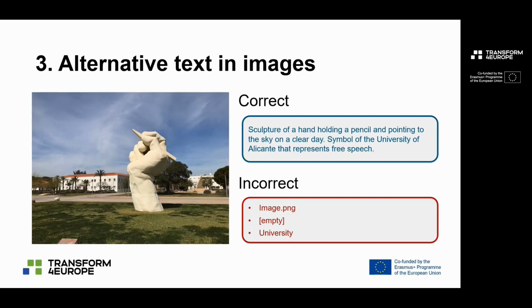As you can see, this text is describing exactly what we see in the picture, so people with vision problems can understand it. It is not correct to describe an image with its own file name, such as image.png, or leaving the alt text empty, or with a very short text that doesn't give information to the user. The description will vary depending on the type of the image that we want to include.